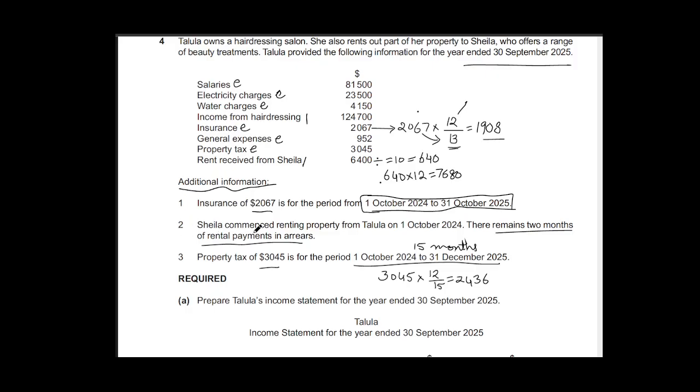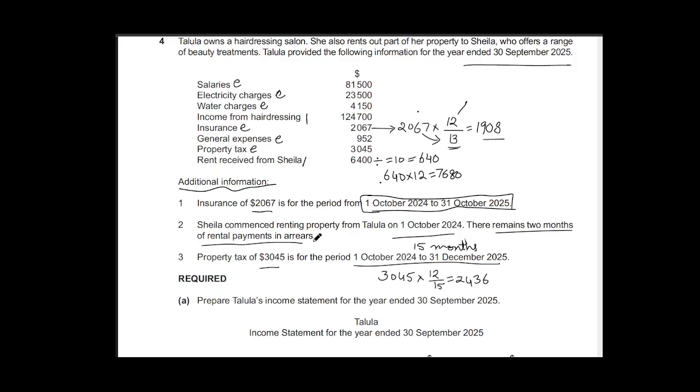Next, Sheila commenced renting property from Tallulah on 1st October 2024. There remains 2 months of rental payments in arrears. Sheila started renting the property from Tallulah on 1st October, which means when her financial year started, she rented out her property to Sheila. Now we will see the remaining part. There remains 2 months of rental payments in arrears.